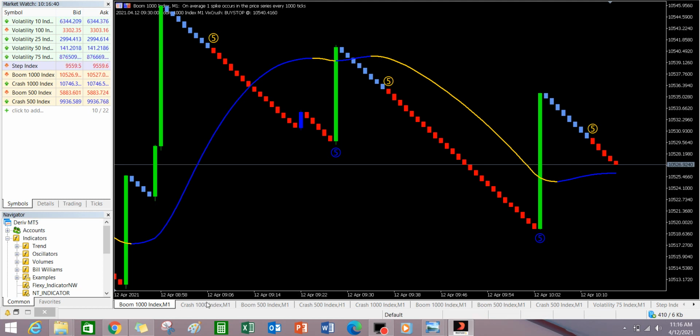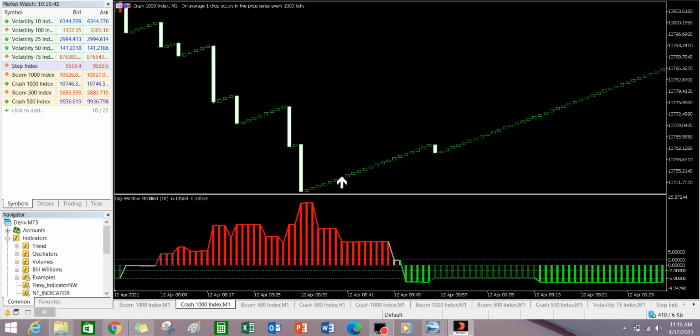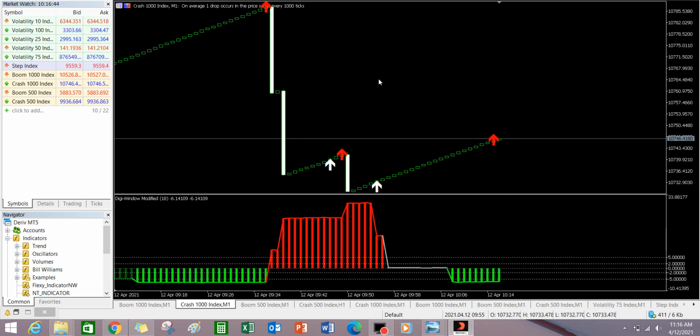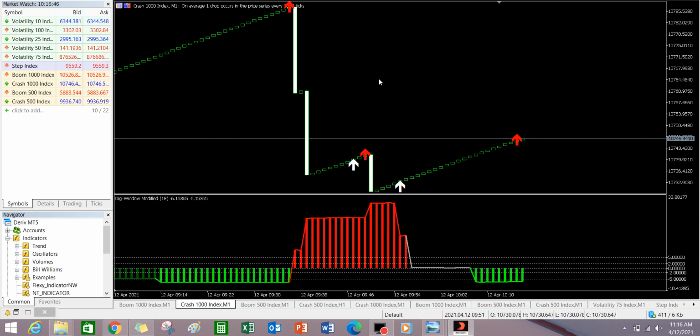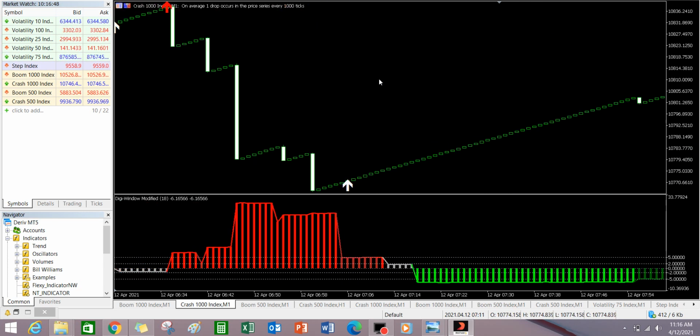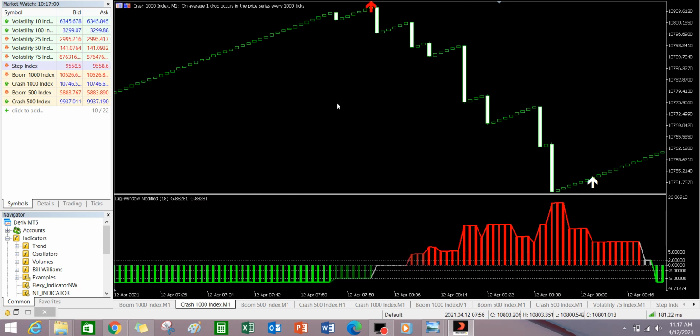Okay, let's check out what is happening with Crash 1000. For Crash 1000, I'm using the crusher indicator for this, and of course Crash 1000 has been on a very long uptrend. You can see we got our buy signal here after this very long downtrend. We got our buy signal here, got confirmed there, and it went up to this level.